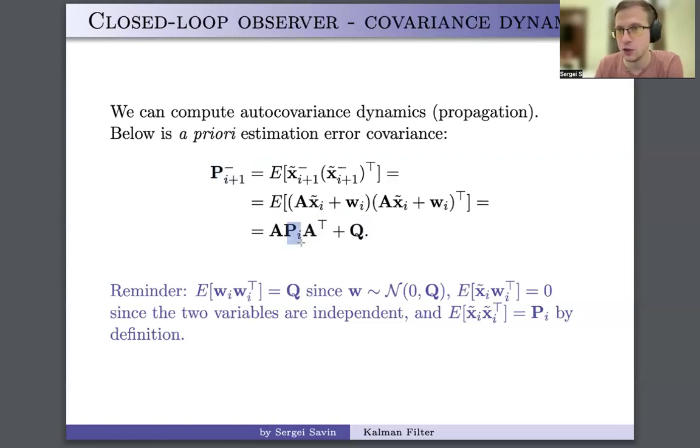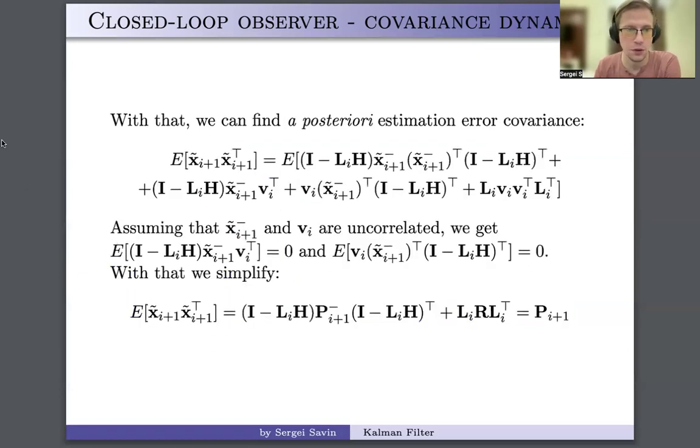How do you compute this guy now? Like this guy, we don't know what it is. How do you compute it? Well, from your previous a priori measurement. So you compute it like this.